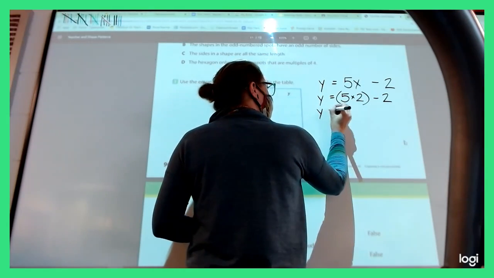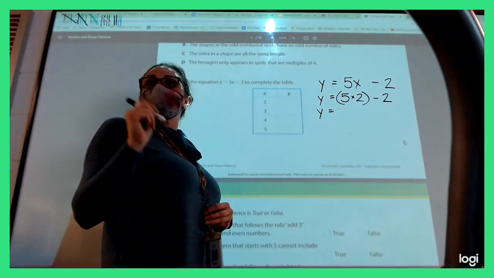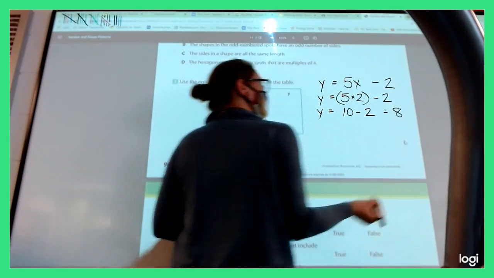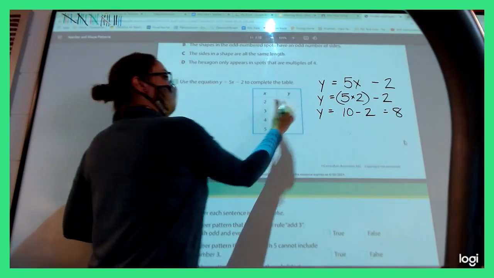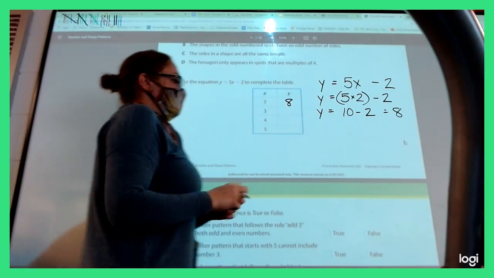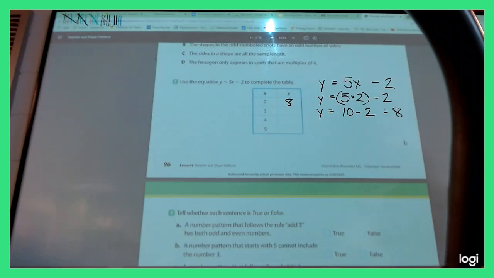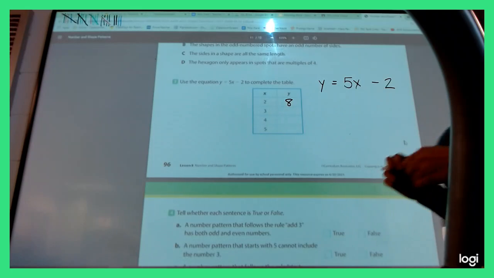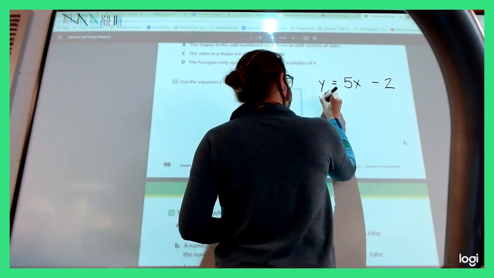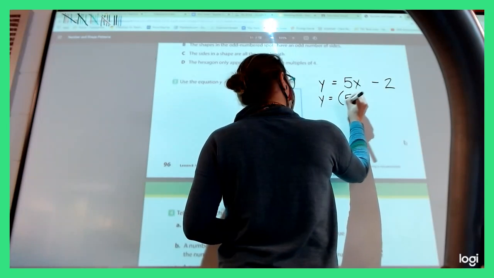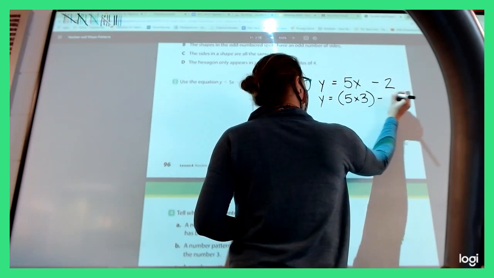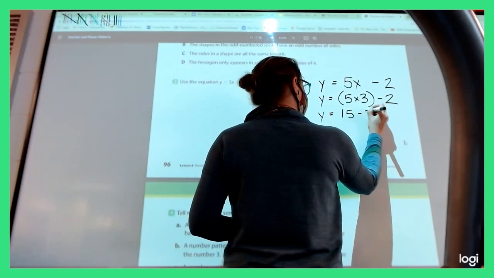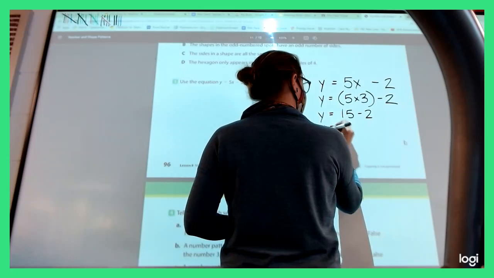Then y equals, what is 5 times 2? Abby? 10. Minus 2 equals 8. So when x is 2, y is 8. Ta-da. All right. Let's try it again when x is 3. All right, you work ahead, see if you can get the same answer I get. When you finish, check your work with mine.